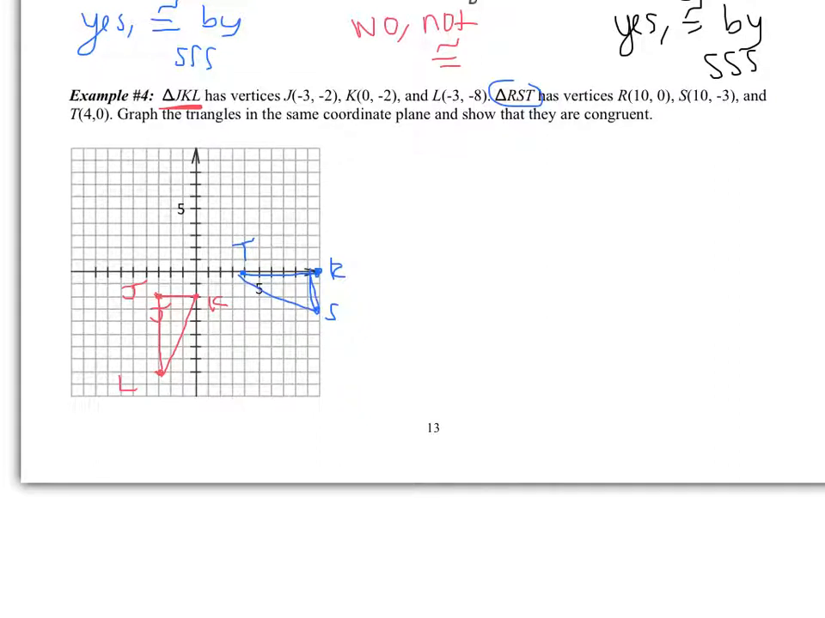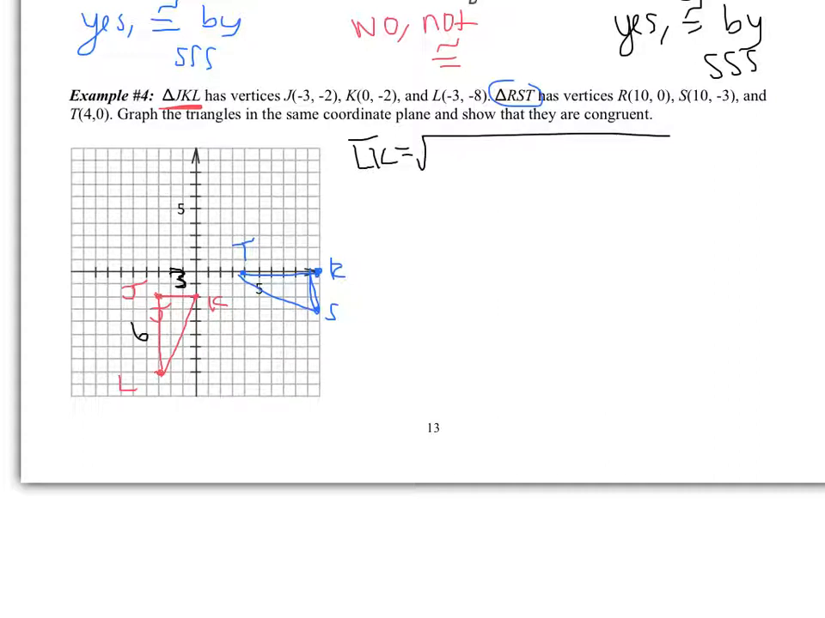Okay, so first thing I need to start by finding the sides. Any of the sides that are vertical or horizontal, I can just count. So JK, for example, is 3 units. I could just count. There are 3 boxes. JL is 1, 2, 3, 4, 5, 6. I can just count. Now for LK, I actually have to do the distance formula, and that's because it's on a slant, it's on an angle.